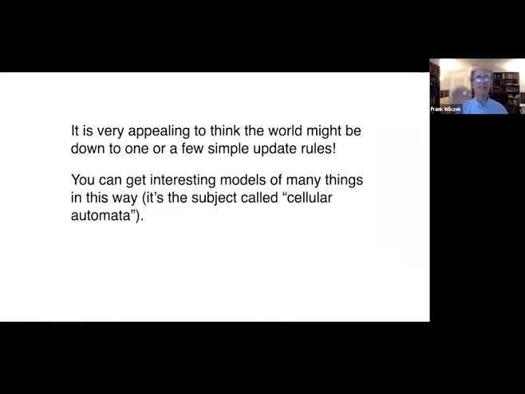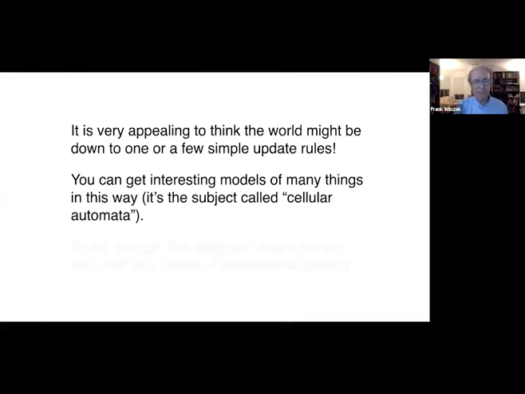And you can get interesting models of many things in this way. It's the subject that's called cellular automata, and you can read about it on the internet, and there's a vast literature, and you can download programs that you can play with to see the behavior of these things, that can be very rich. And they can be used to model interactions in society and so forth with different rules, with the growth of wildfires, the growth of pandemics, the growth of populations. You can see this, having these kinds of rules will allow you to do that.